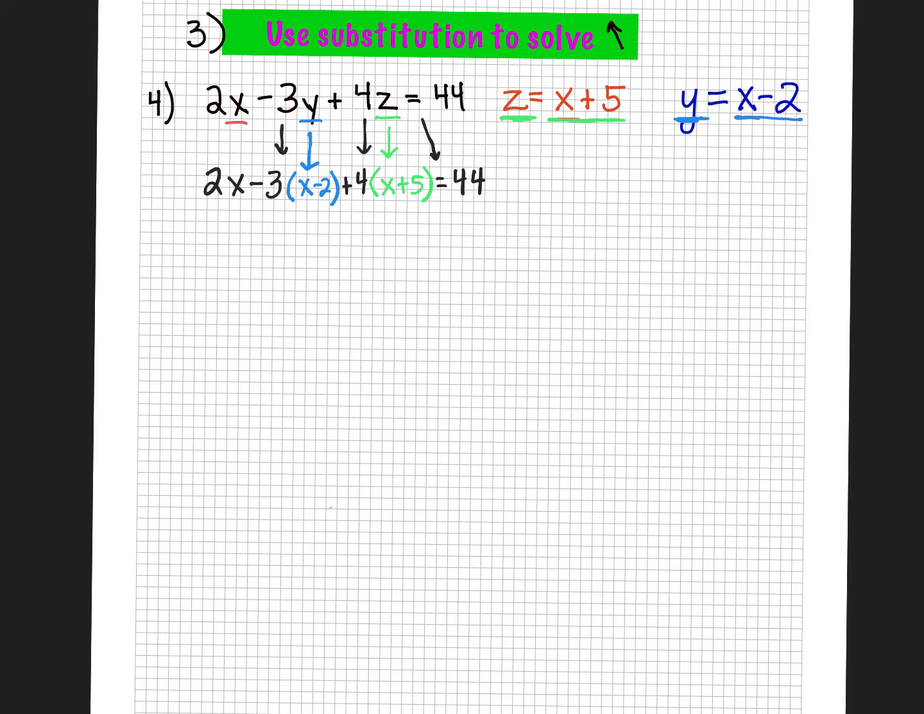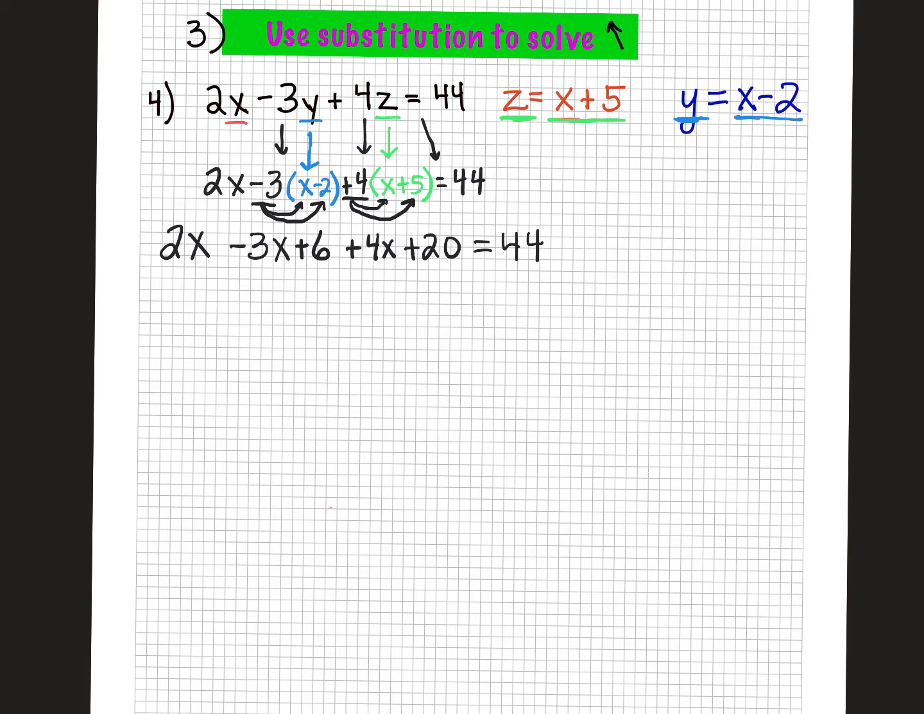So first thing I've got to do is multiplication. The 2x comes down, it's fine. But now I have negative 3 times positive x, which is negative 3x. And I have negative 3 times negative 2, which is plus 6. Then over here I have positive 4 times x, which is plus 4x. And I have positive 4 times positive 5, which is plus 20, equals 44.